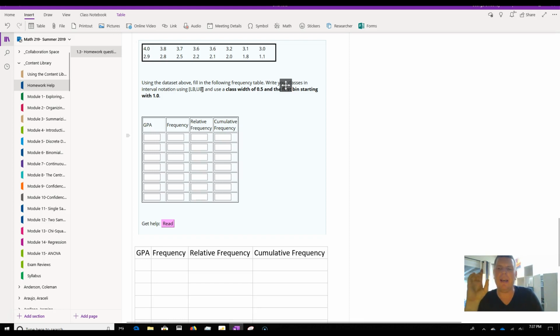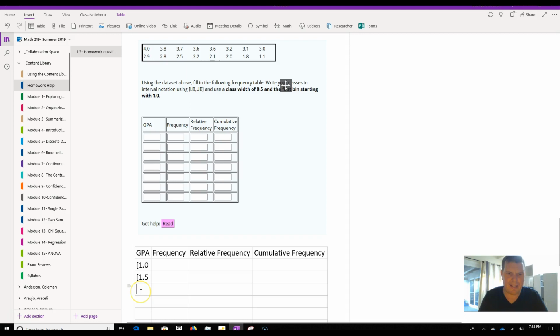One of the key things we want to get whenever we're constructing classes, either for histograms or for frequency tables, is that we need to make sure no data element can end up in two classes. So for this one, my first GPA class is going to start, it says the bin will start with 1.0. Now each class width is going to be 0.5. So the easiest way to think about this is that the next class is going to start at 1.5.